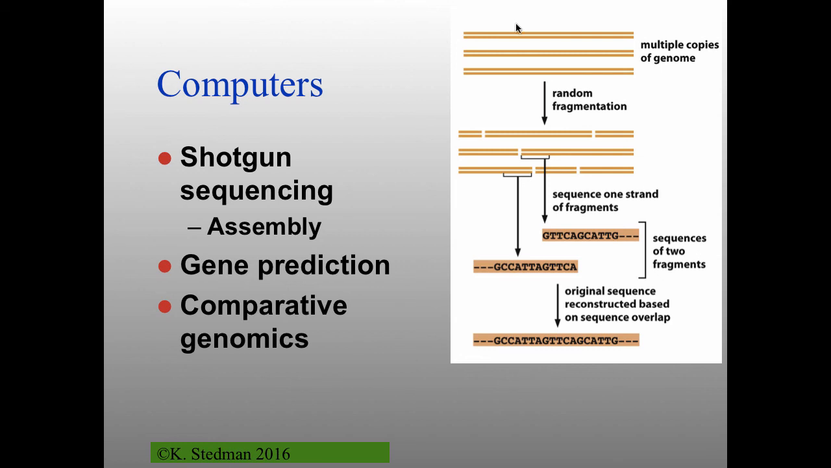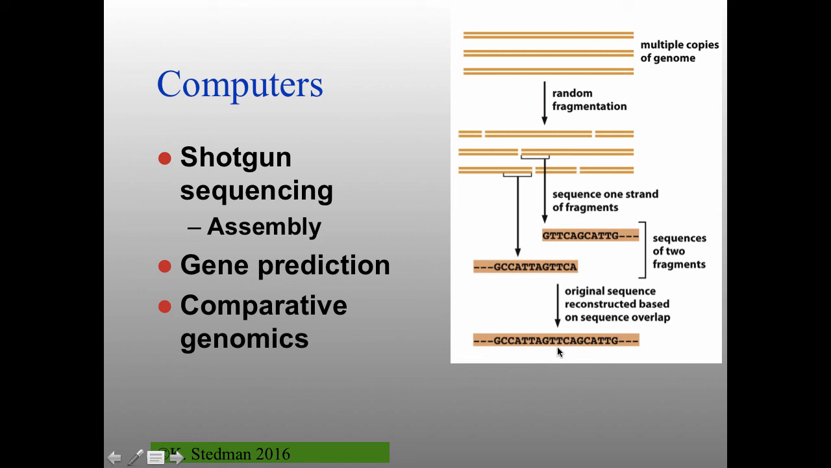The way that's done is just by finding sequences that overlap with each other. So these are just two examples of sequences. Here's a DNA sequence, GTTC, AGC, ATTG, that overlaps with this sequence, which has a GTTCA. You find these two that overlap with each other, you line them up. This is now reassembling what you had back up here.